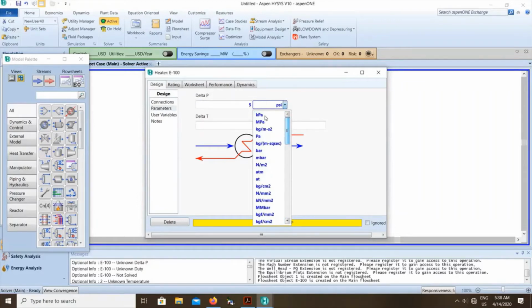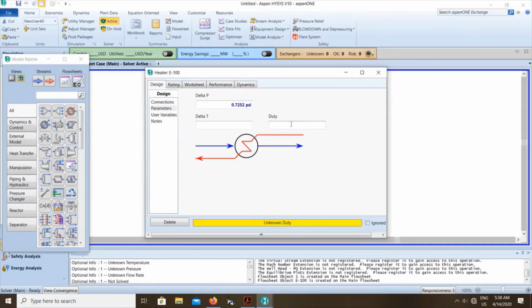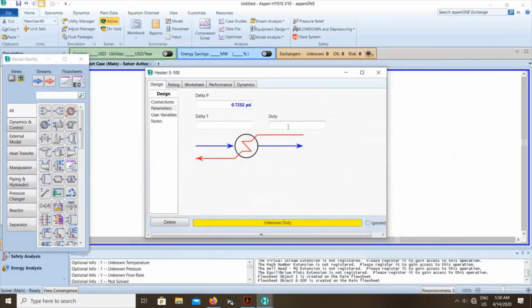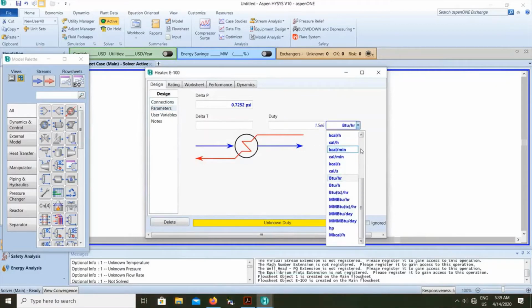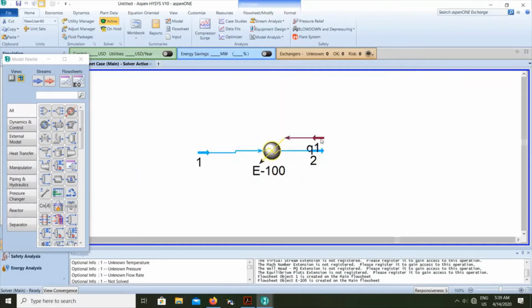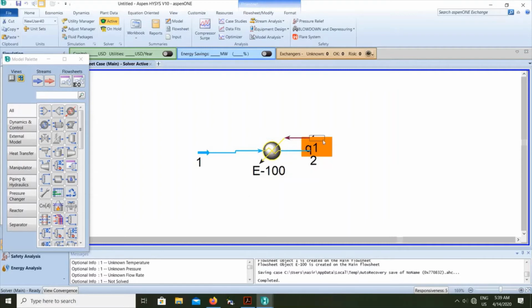So we have the pressure drop 5 kilopascal, and we have the duty, that will be 1.5 e raised to power 6 kilojoule per hour. Make sure you use the proper units, kilojoule per hour. Once you provide this information, you close it. Obviously it is not solved, because it will solve only when the loop completes. So the idea is first you complete the loop, then this will be solved.